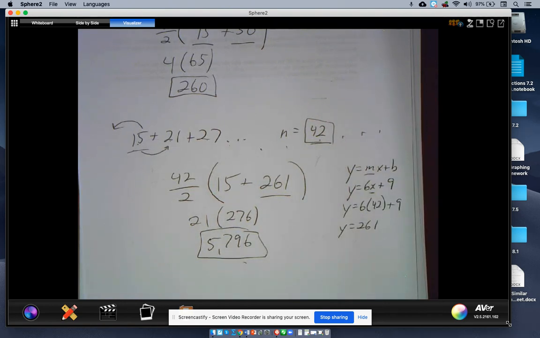That is how you add up arithmetic sequences. Some of you may have to replay this video, back it up, and take a few notes.